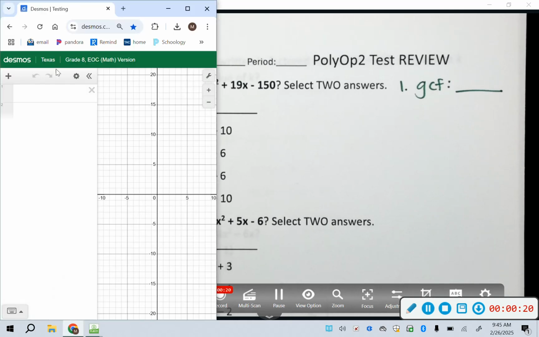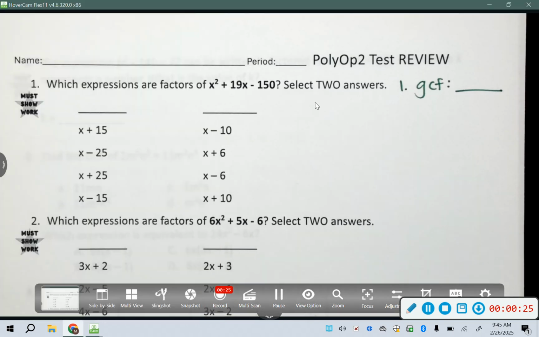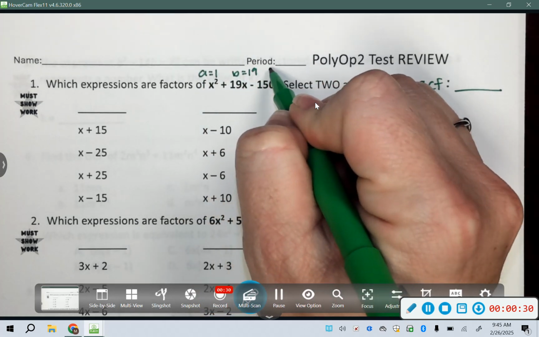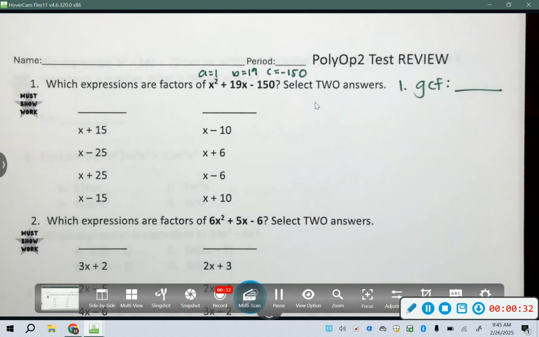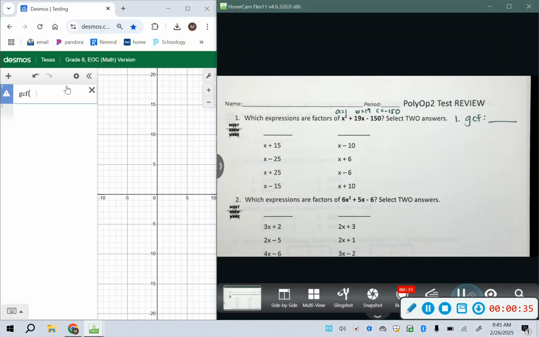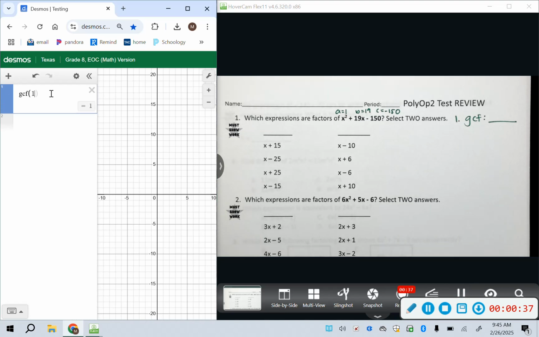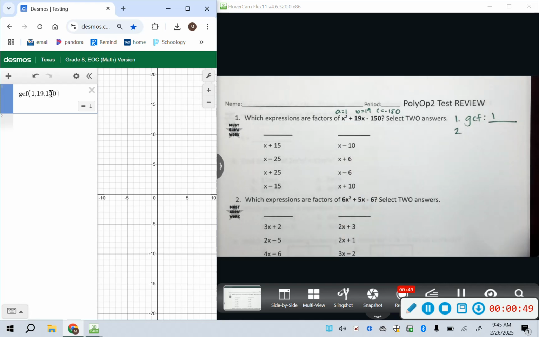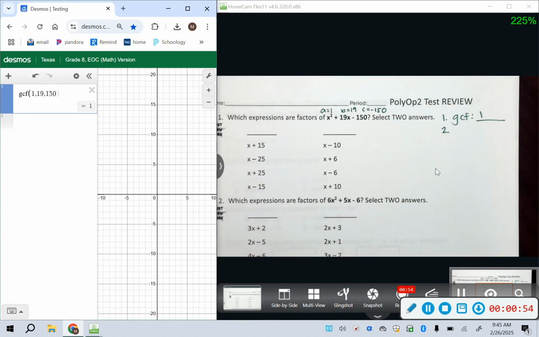So we're going to use the calculator, type GCF, and I'm going to type my A, B, and C. So A is 1, B is 19, C is negative 150. So I have 1, comma, 19, comma, 150. And I get 1. So when it's 1, we're good to go. So step 2 is to find our A, B, and C, which we just did, and it didn't change because I did not need to take out a GCF.